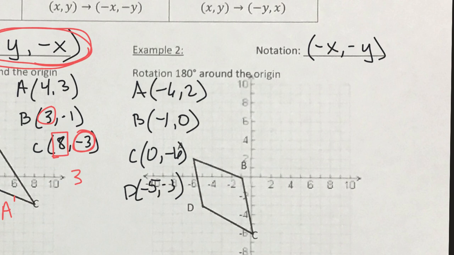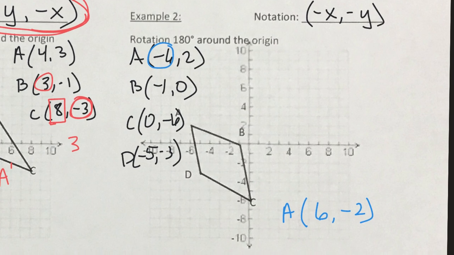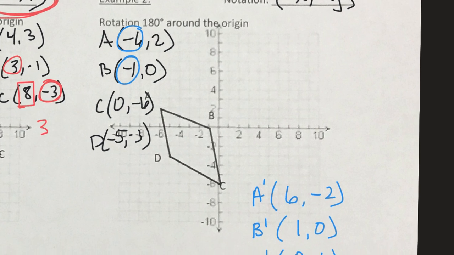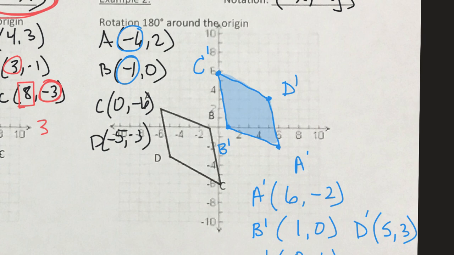So now we're going to do our 180 rotation and make all of your values negative. The negative of -6 is +6 and a -2 for A prime. B prime, we're going to make -1 into a negative, which is a +1. 0 doesn't change. 0 stays 0, of course. Now we have a +6 because C was a -6, and then D prime is +5, +3. Okay, so let's plot those points and shade. So there we have your 180 rotation.